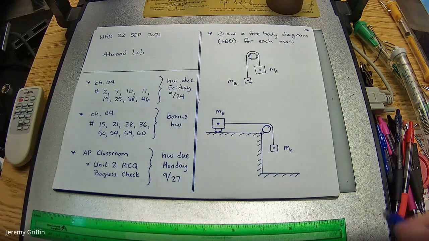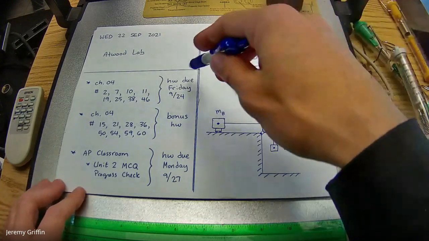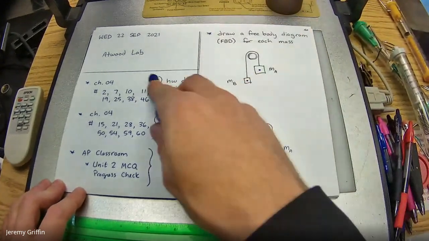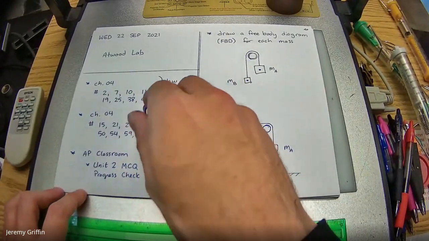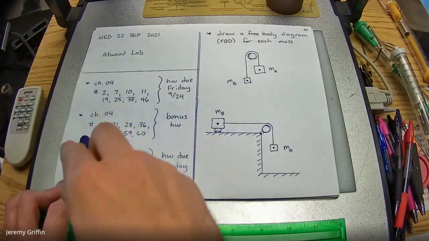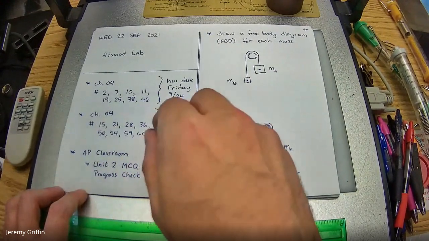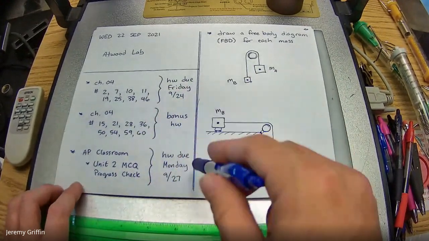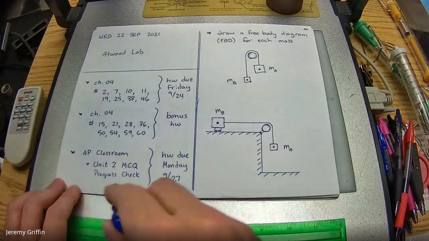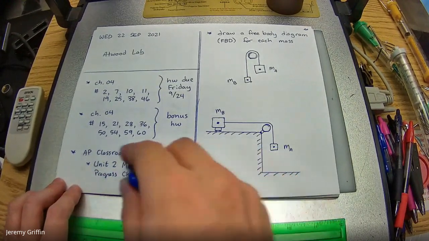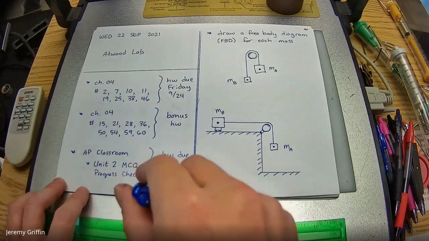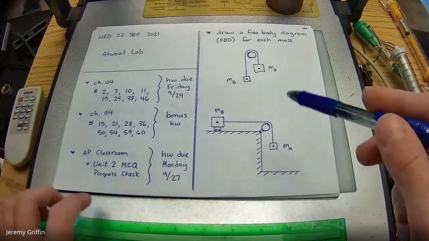Let me remind you what we've been doing for the last week or so. This homework set is due Friday. I have gone over these problems, so I bet most of you have already done them. Here are some bonus questions; if you do those and turn this in, I'll give you some extra points. Also, the AP Classroom Unit 2 multiple choice progress check has been open for a while, and that's due Monday. So those are your assignments lined up.